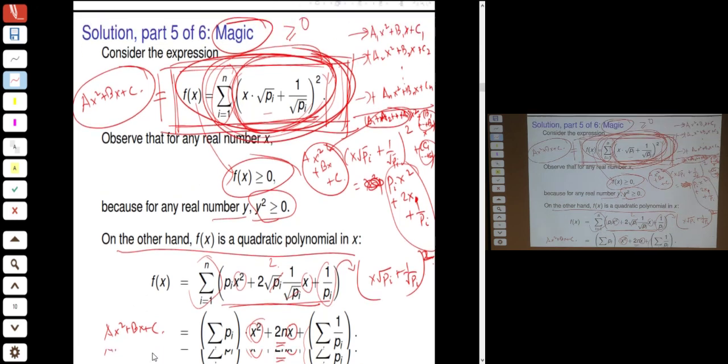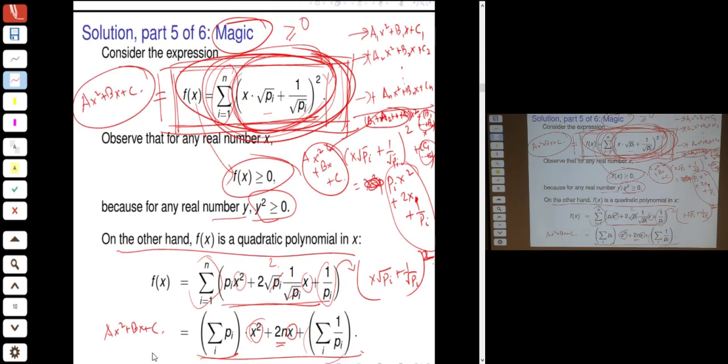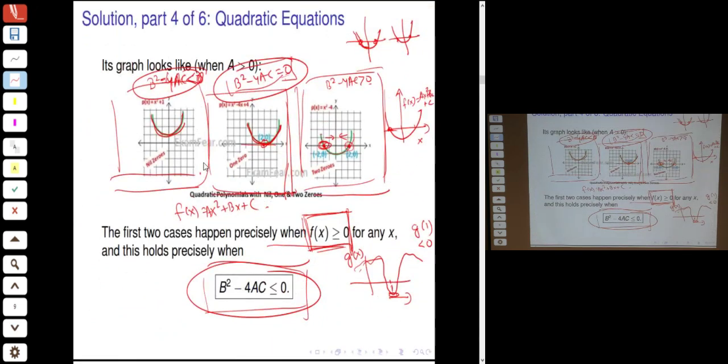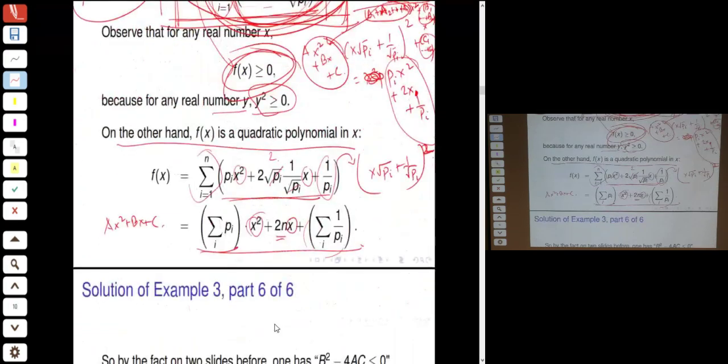So f(x) is of the form ax squared plus bx plus c on one hand. On the other hand, it's always bigger than or equal to 0. So what can we deduce from what we discussed in the previous slide? If you have a quadratic function which is always greater than or equal to 0, then you must be in the first two cases, right? Which means that b square minus 4ac must be less than or equal to 0. Okay?